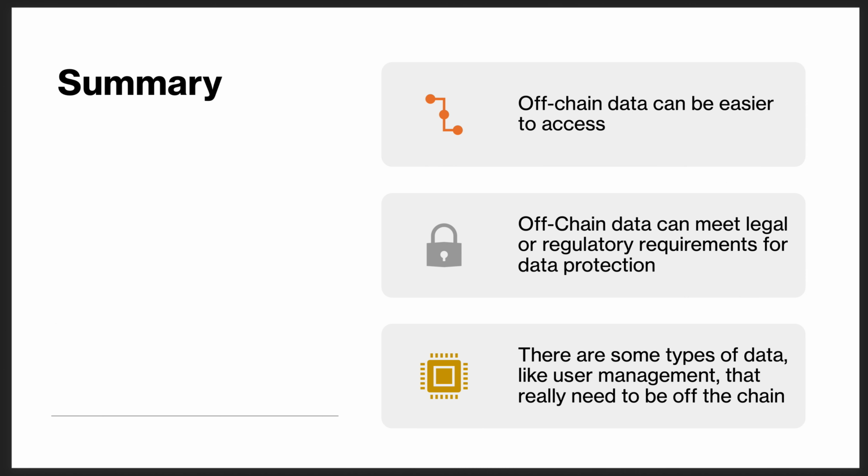Now, in summary, off-chain data can be a lot easier to access. Like tons easier. Off-chain data can meet legal or regulatory requirements for data protection, and there's some kind of data like user management that just really needs to be off the chain.